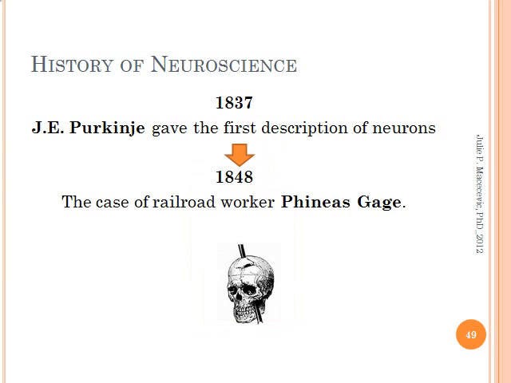Some other significant dates: 1837, the first description of neurons. 1848 was the infamous case of Phineas Gage. Phineas Gage was the railroad worker who survived an iron rod piercing through his skull. The discovery that his personality changed significantly after this brain trauma began to raise the question about how the brain's frontal regions play a role in affect, behavior, and personality.